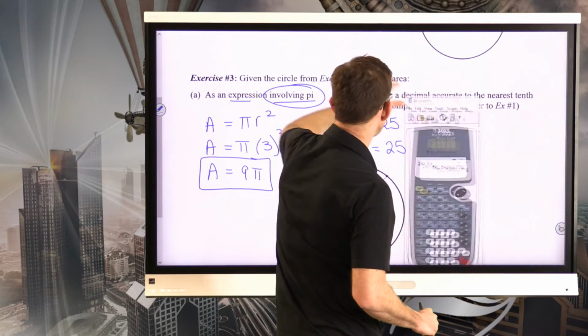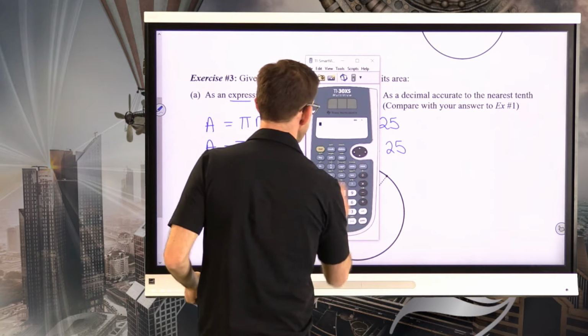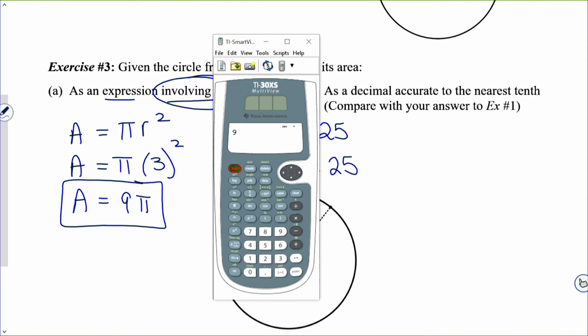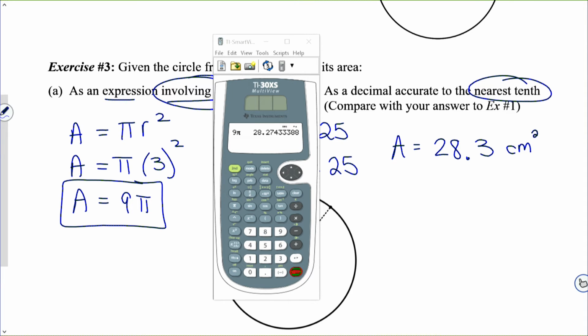Let's bring this up over here and let's just type it in. This is easy. 9 pi, I can literally just type it in just like that. And I'm going to hit enter. And that gives me my area to be 28, it says to the nearest tenth, 28.3 square centimeters. Remember, we always have to have units of area, right?